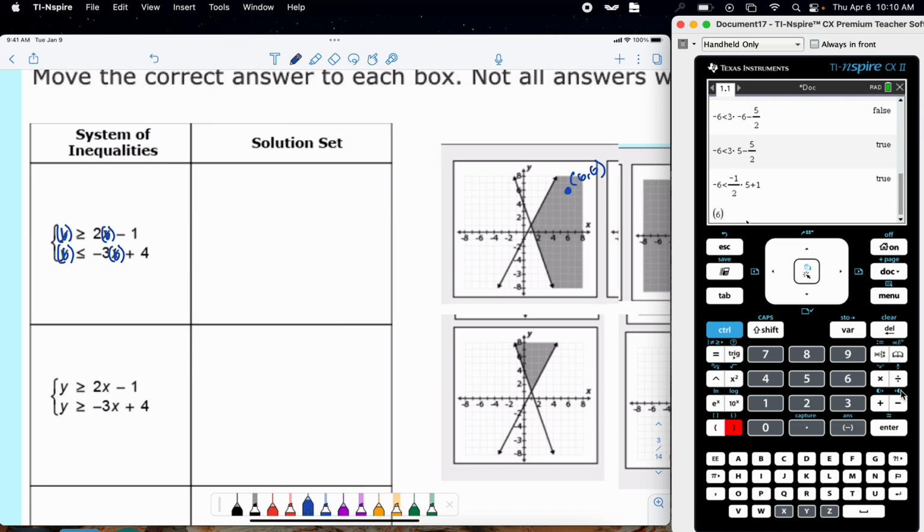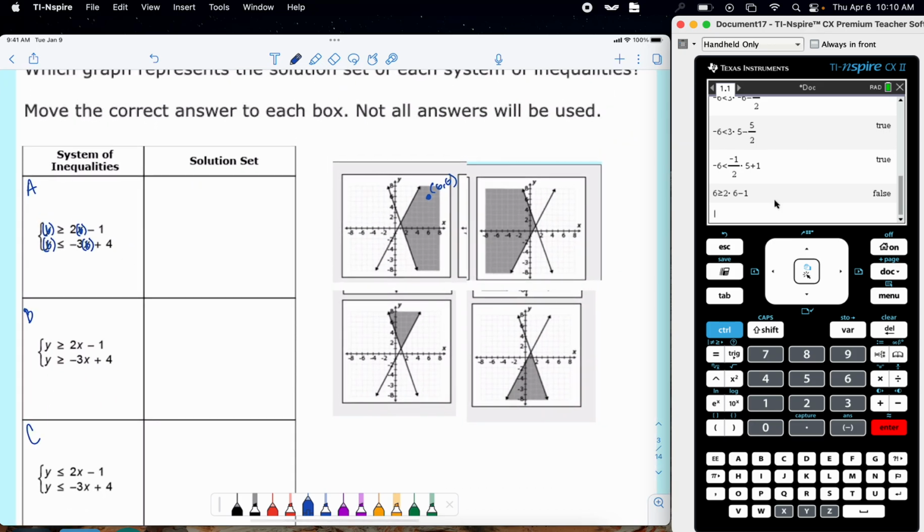So in Desmos, I put 6, then control equals, then 2 times 6 minus 1. That gives me false. So let's label them A, B, C. This one cannot go with A. Okay, so we can erase all of our work.